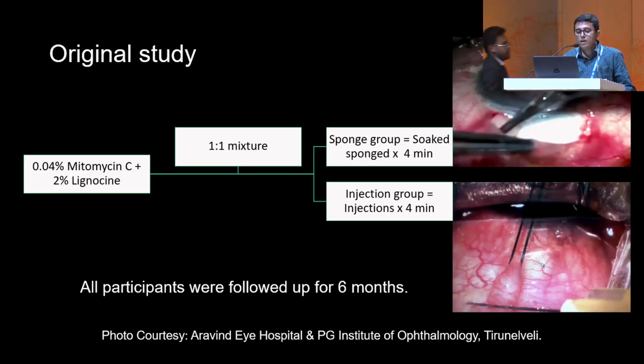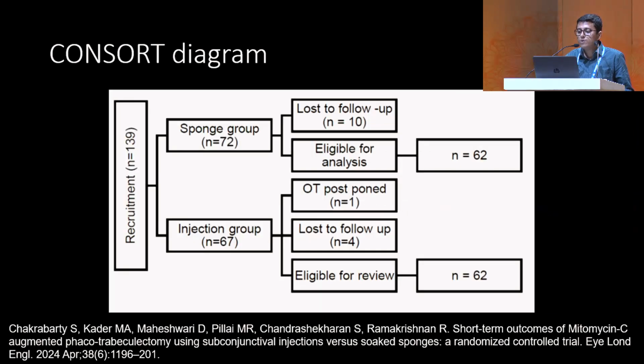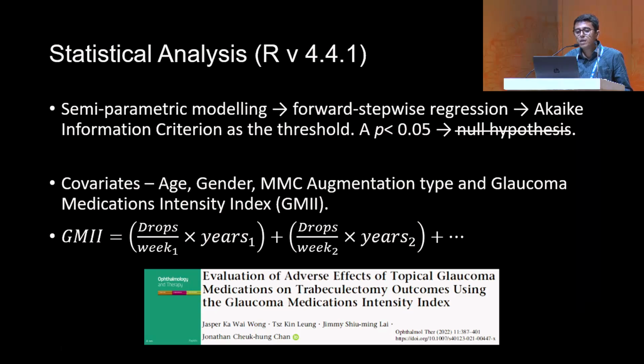Methods. In the original study, there were two groups. One group received sponge-based MMC augmentation, and the other group received subconjunctival injections. There were 62 eligible participants in each arm. We performed a semi-parametric modeling on the published dataset. Our test covariates were age, gender, MMC augmentation type, and glaucoma medication intensity index calculated using the Wong formula. A p-value less than 0.05 was used as the threshold to reject the null hypothesis.